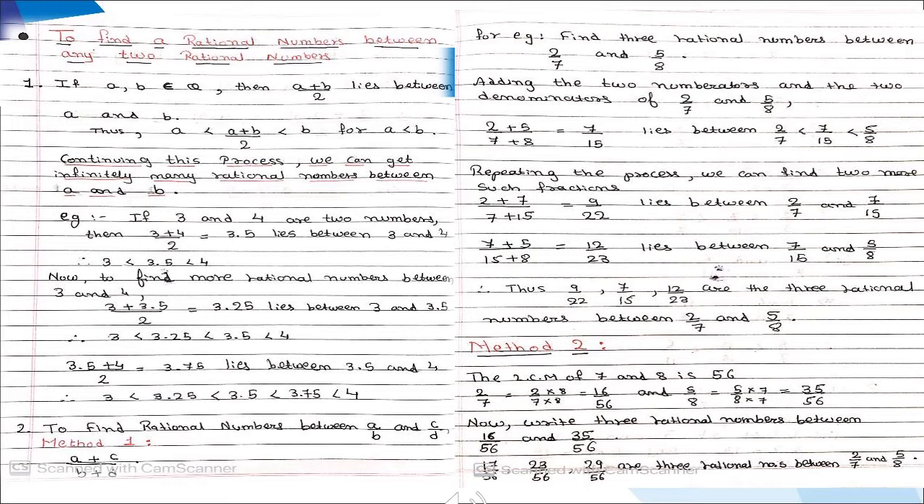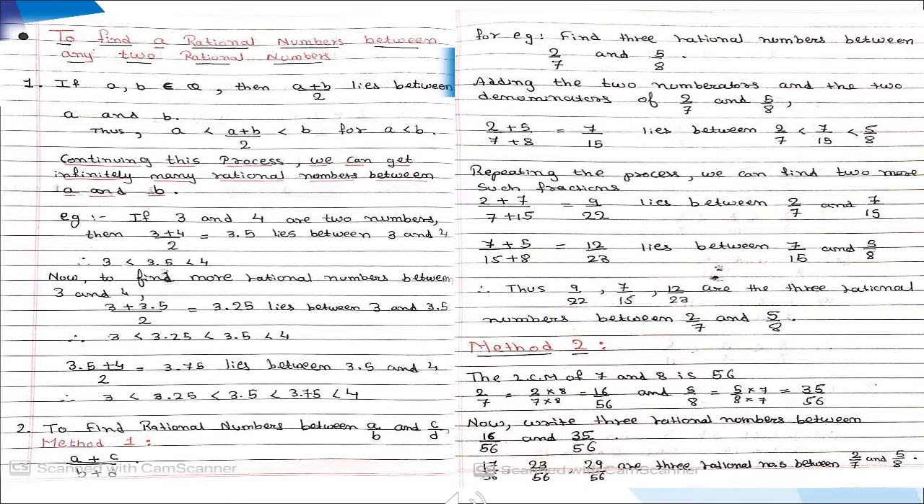Children, you are asked to find two more. In total you have to find 3. You have only got 1. So again what you will do is take the lowest rational number of your question and this 7 upon 15, add their numerators and denominators to get the number between 2 upon 7 and 7 upon 15. So see, when you add it, you have got 2 plus 7 is 9 and 7 plus 15 is 22, which will lie between 2 upon 7 and 7 upon 15.